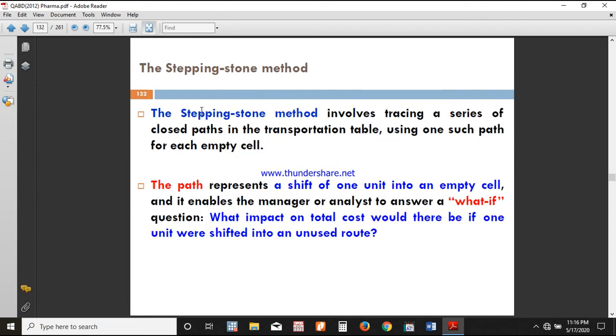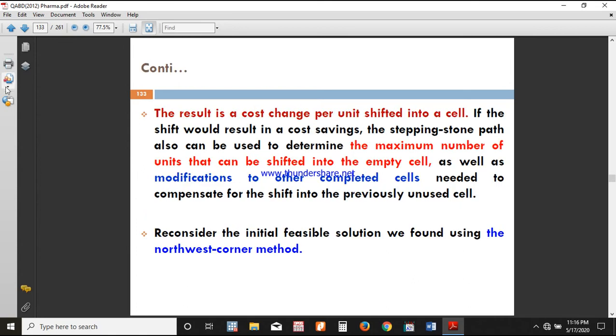In the stepping stone method, this involves tracing a series of closed paths in a transportation table, using one such path for each empty cell. The path represents a shift of 1 unit into an empty cell, and it enables the manager or analyst to answer what-if questions: what impact on total cost would there be if 1 unit were shifted to an unused route. Therefore, the result is a cost change per unit shifted into a cell.